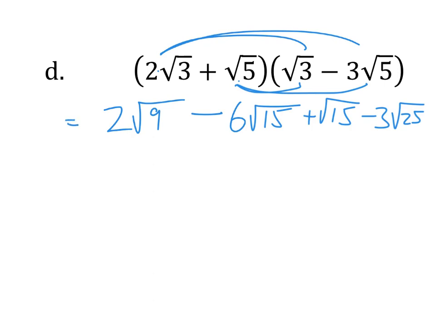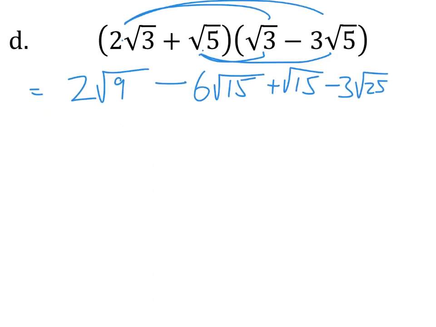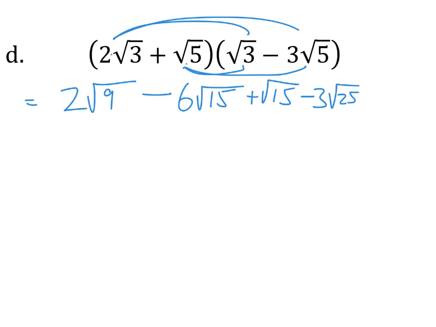Okay? Notice I'm not jumping too far. That's when mistakes happen. So if we try to do them all in one step, you're going to make mistakes. Okay? All right. This is square root of 9 is 3. Now that's a step you might be able to skip and just write that as 6. That's okay. Let's combine these.